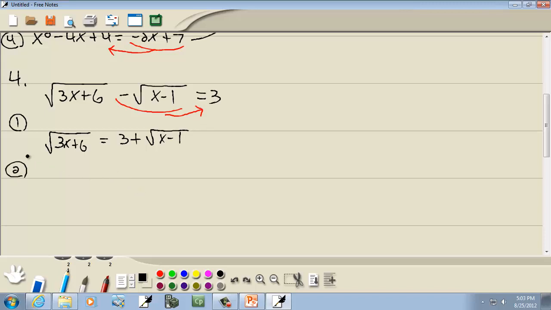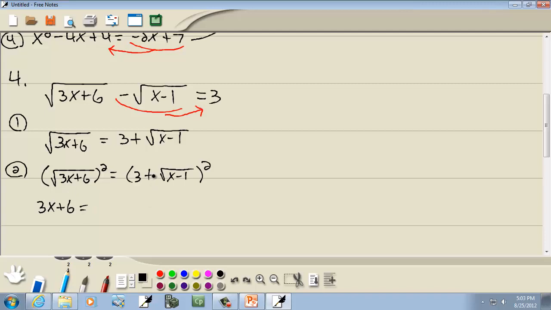Well, step 2, raise both sides to a power equal to the index. This is the square root, so the index is 2, so we'll square both sides. So square root of 3x plus 6 to the second power equals 3 plus square root of x minus 1 to the second power. Now over on the left side, when the index matches the power, they cancel each other out. So we got 3x plus 6.